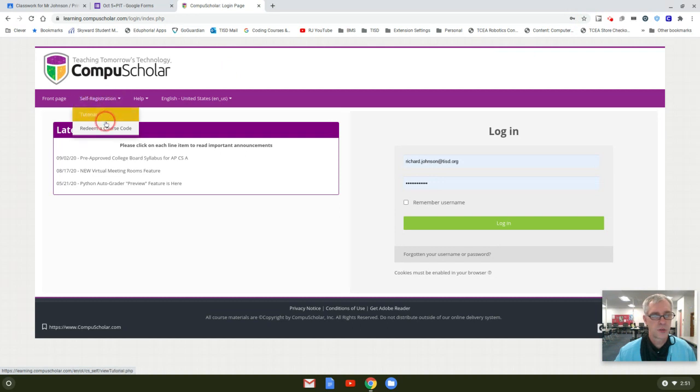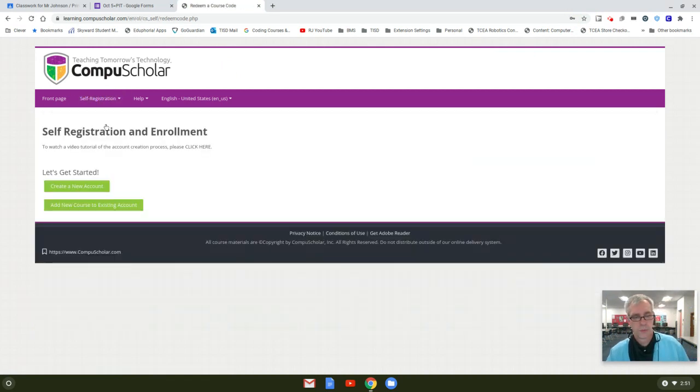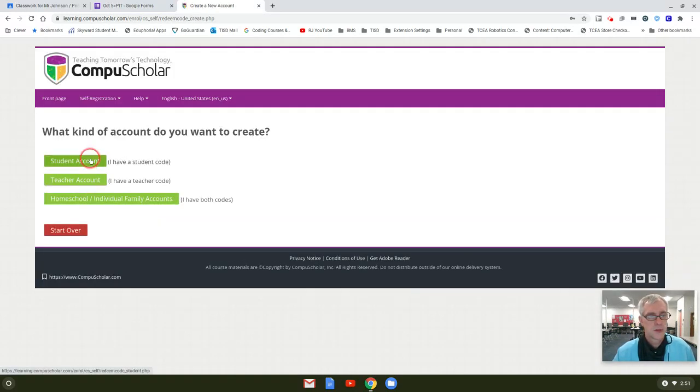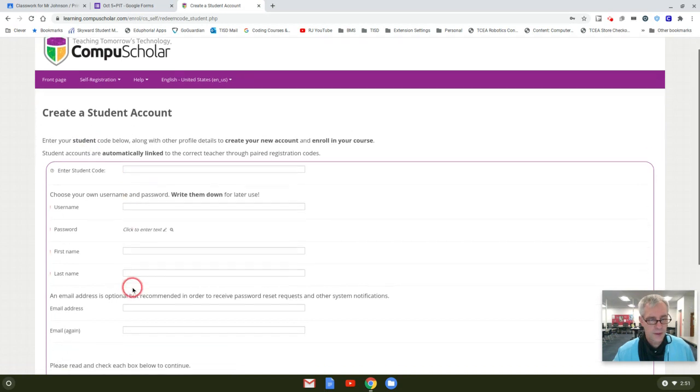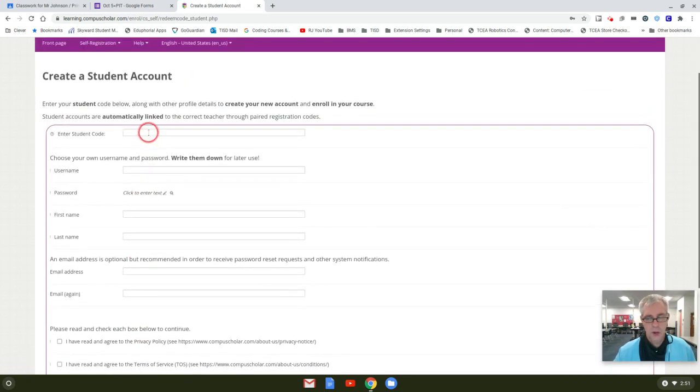Some of you, though, have yet to do this. So you go to self-registration, redeem a course code, and then create a new account, student account, and then fill this out. The student code, I gave that to you last week on September the 28th. Let me emphasize, read in the Google Classroom, it even gives you the link to CompuScholar and the code. It's very complicated. I'm not going to try to read it to you now. Go back there, copy it, paste it in here.